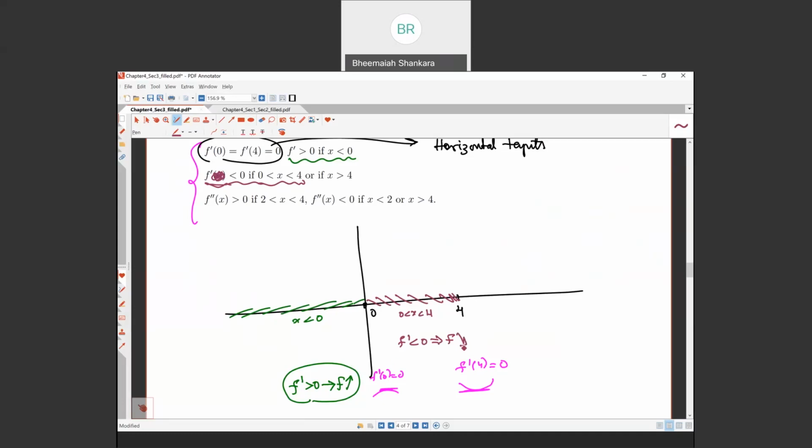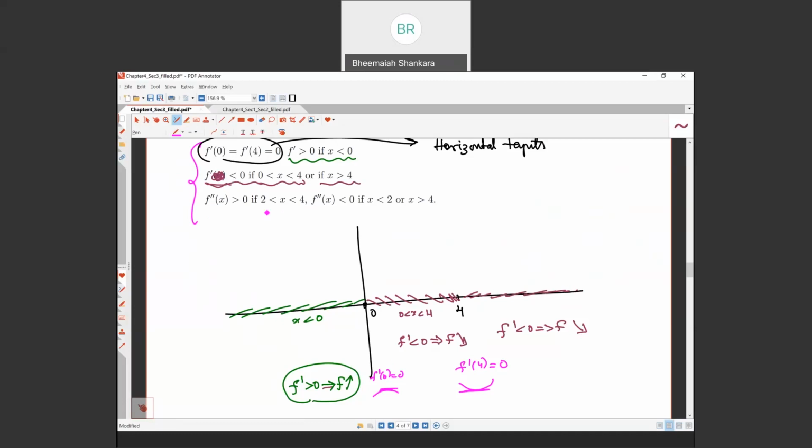Then for all x greater than 4, so it's all these values, it's still the same definition. F prime is less than 0, which means the function should go down in this part. So we are done with the second line of the problem. Let's move on to the third line definitions.